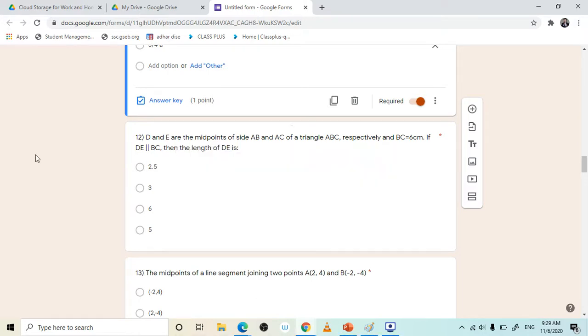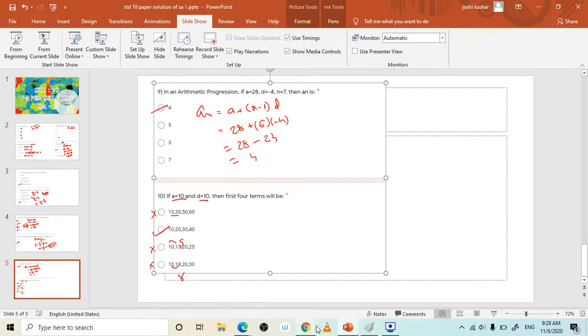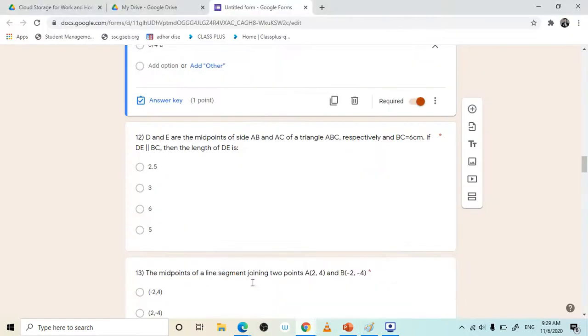D and E are midpoints of sides AB and AC of triangle ABC. BC is 6. DE is parallel to BC.